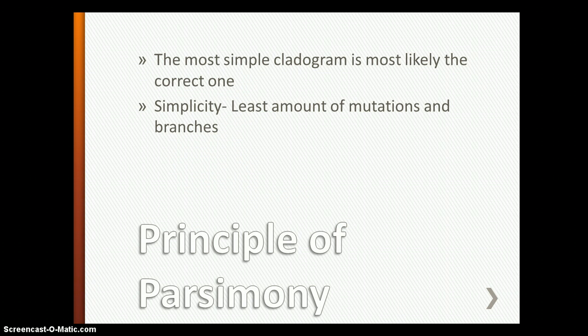So the principle of parsimony, that's what I was trying to tell you about before, and basically what it states is the most simple cladogram is most likely the correct one. And by simplicity, it means the least amount of mutations and or branches.